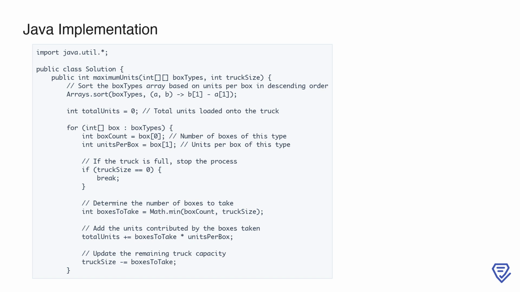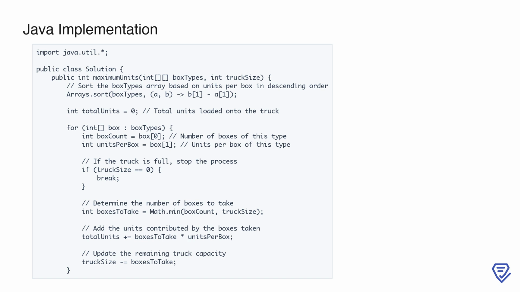The main method, maximumUnits, takes two parameters, a 2D array boxTypes and an integer truckSize. The goal is to maximize the total number of units that can be loaded onto the truck, given its size limit. First, we sort the boxTypes array in descending order based on the number of units per box. This ensures that we prioritize boxes with the highest units.